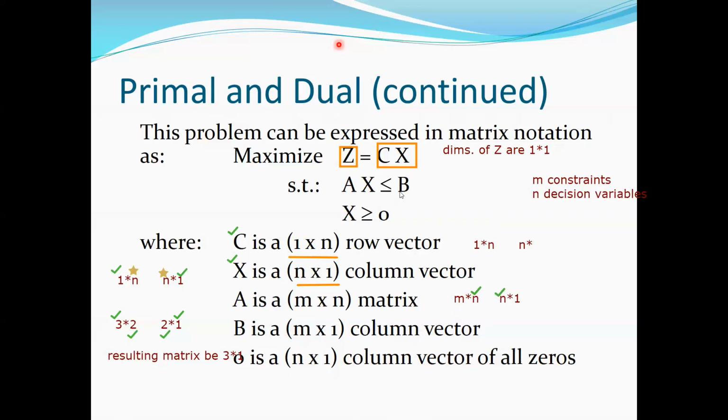If you're writing an inequality, both sides of the inequality or equation have to have the same dimension, obviously. So if I multiply A and X together, A times X, I should get less than or equal to capital B, where capital B is an m cross 1 column vector, which is obviously also the dimension of A times X. And this 0 is an n cross 1 column vector of all zeros, because I want all of these X's to be greater than or equal to 0.